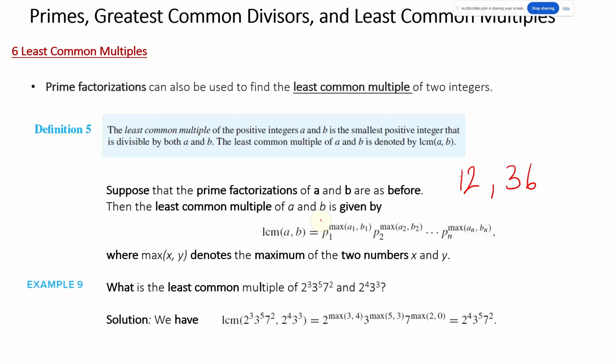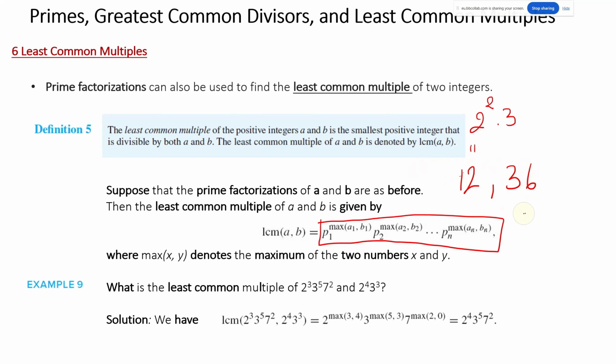So basically what we're looking for is the list of the primes, like this one, and then going for the maximum of the two if they are in both of them. So instead of the minimum that we were doing with the greatest common divisor, this is the least common multiple, because now we're looking for the multiple. 12 divided by 2 is 6. 6 divided by 2, that means we have 3. So 12 is 2 to the power of 2 multiplied by 3.